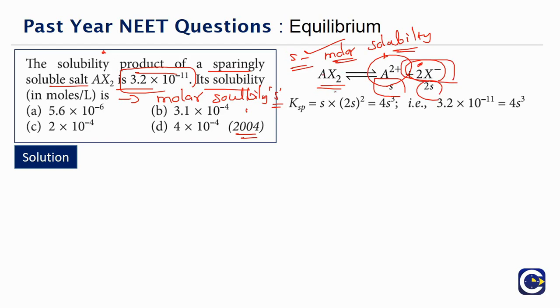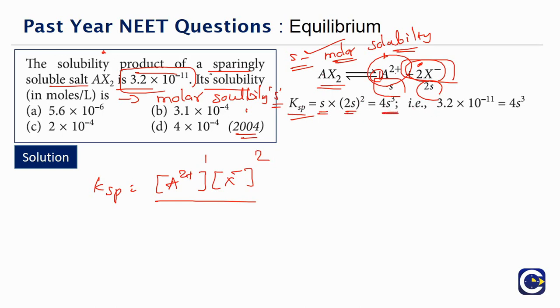Now what is the KSP formula? Remember, the KSP formula is the concentration of the respective ions raised to the suitable powers. So here the A ion, what is the coefficient? 1. So the power will be 1. X minus ion, what is the coefficient? 2. So we have to raise it to the power 2. So the A ion concentration is S, and the X ion concentration is 2S. So 2S the whole square, which means totally, 4S cube will come.